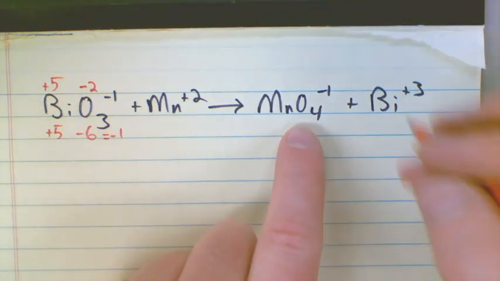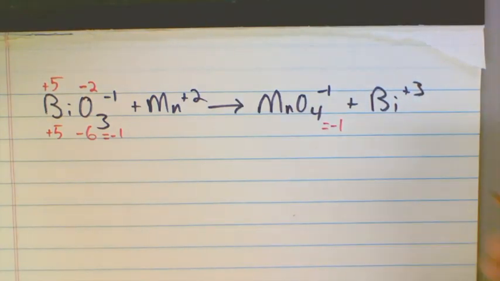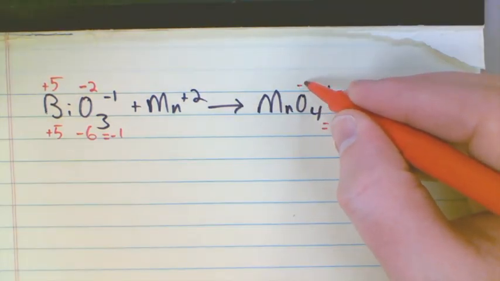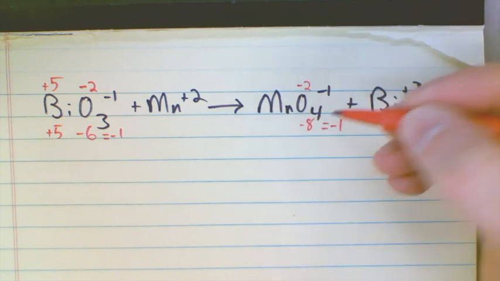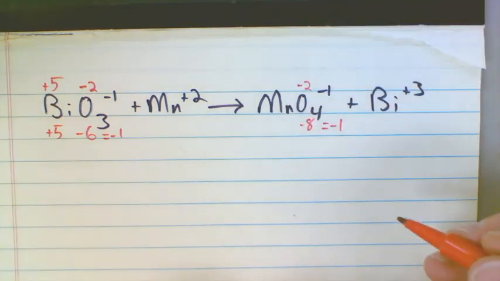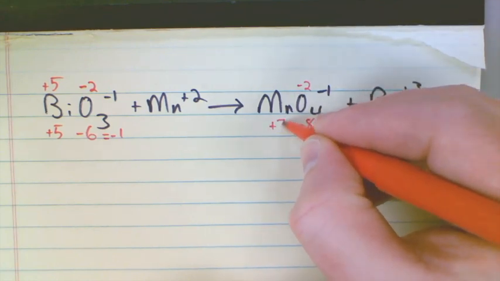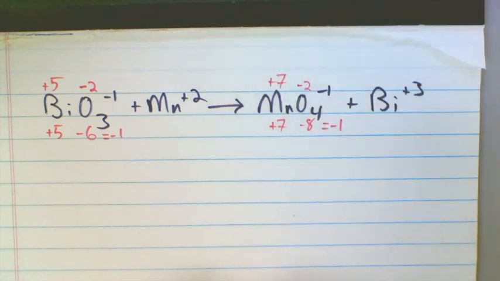Let's come over here to MnO4. Whole thing has to equal -1. So what's our oxidation number for Mn here? What is it? Plus 7, yeah. Plus 7. And then this last Bi, it's already been assigned. It's plus 3. So anytime it's an ion, it's already assigned.